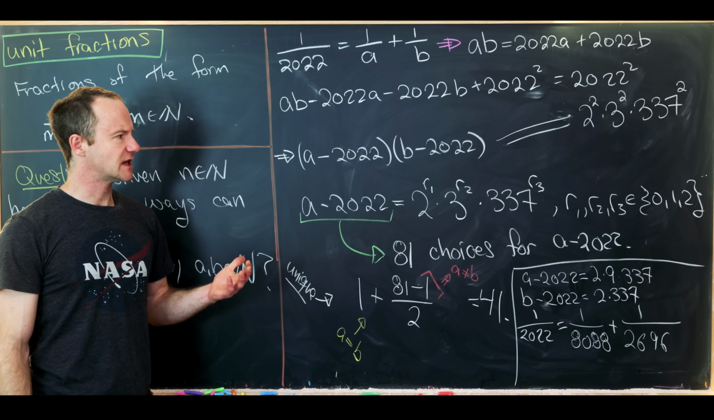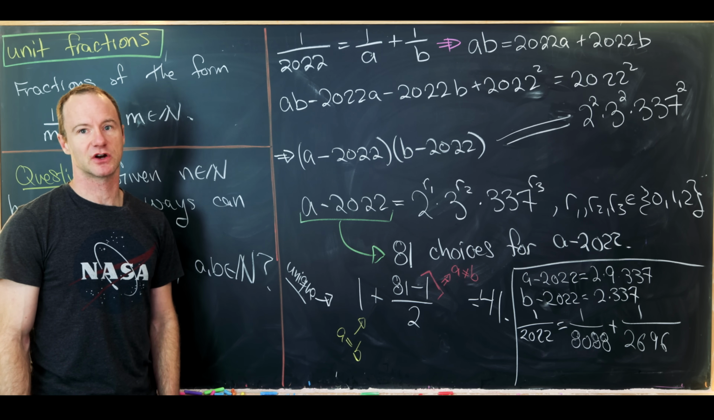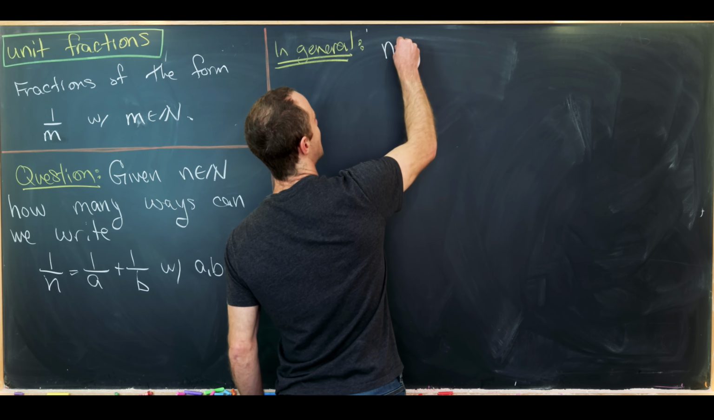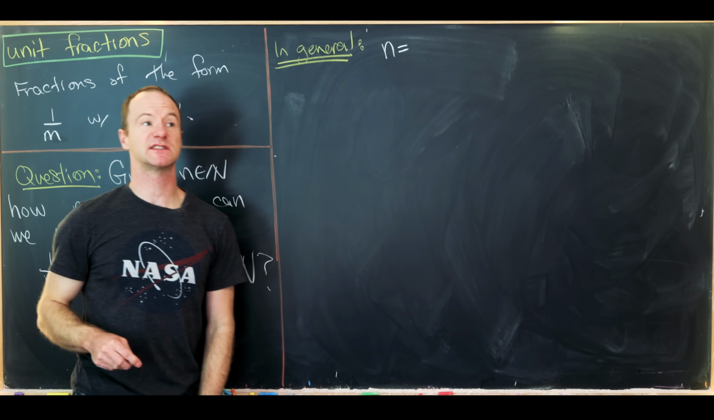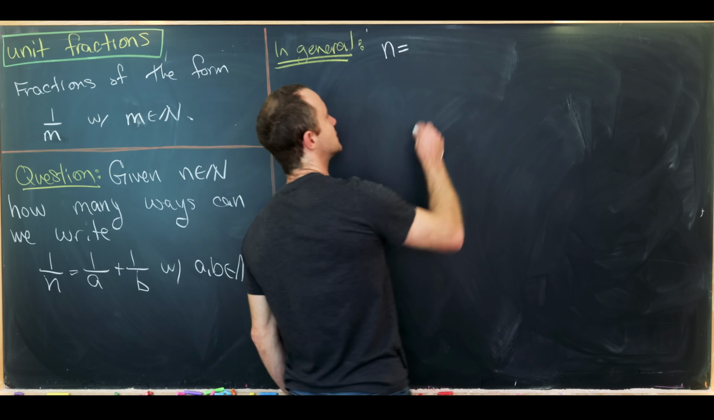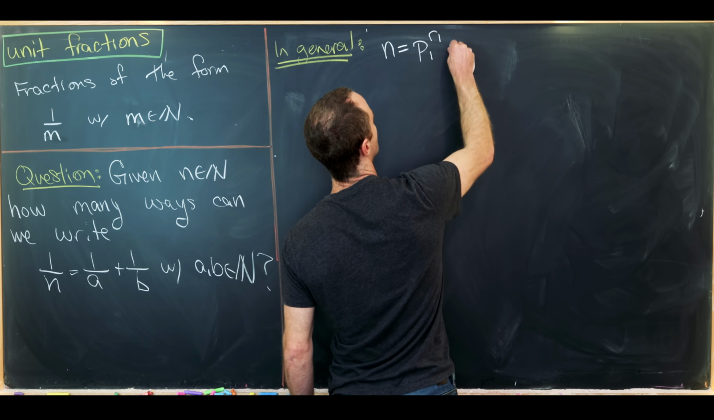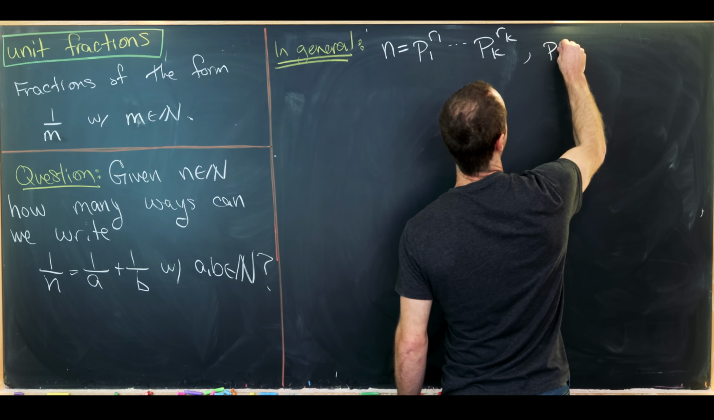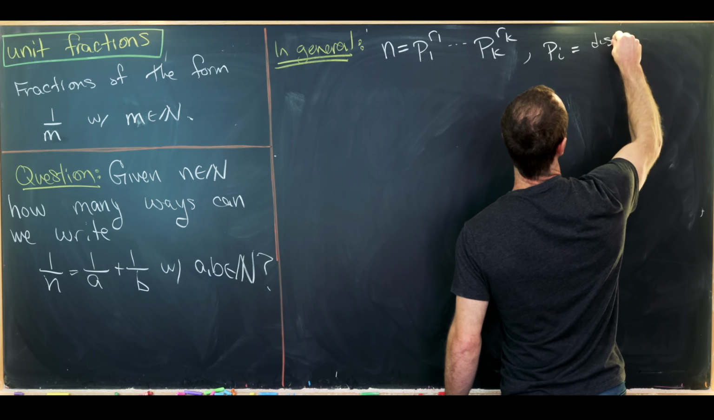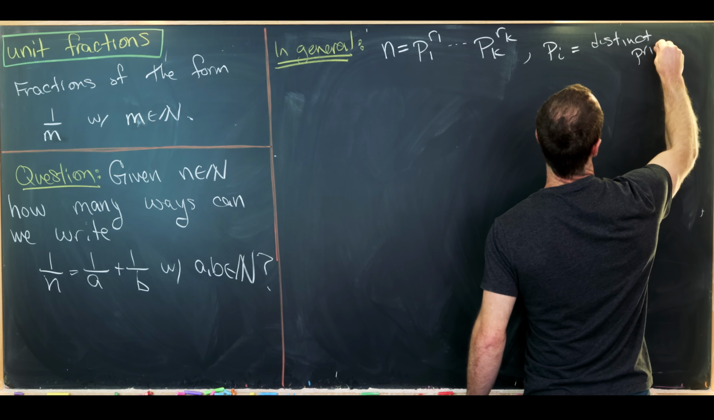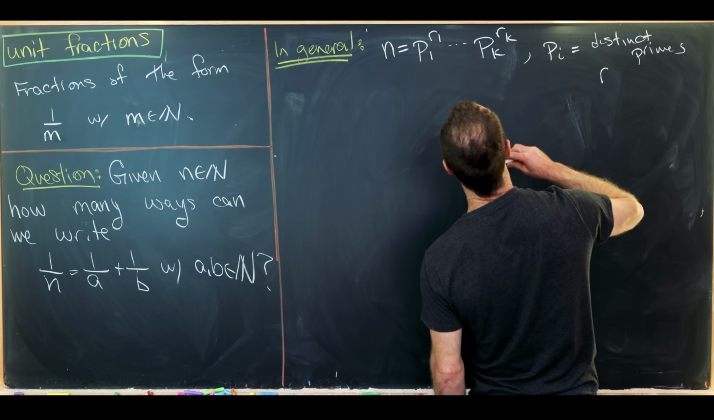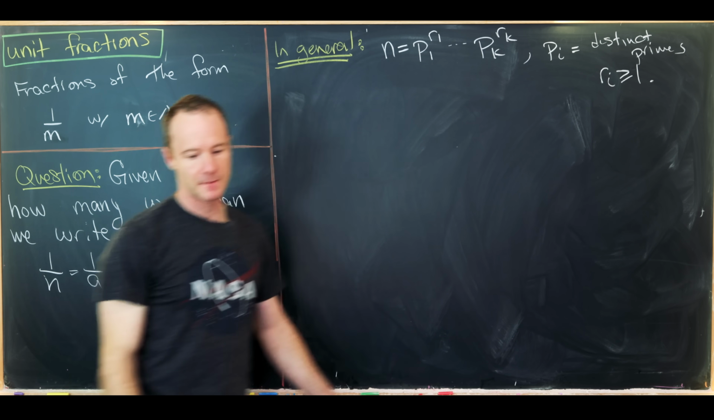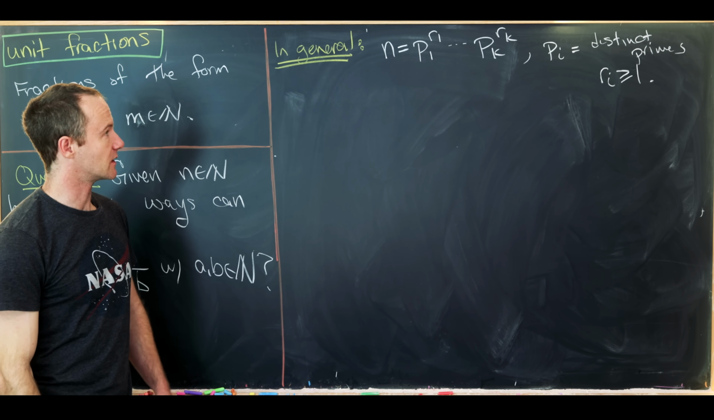Okay, so now let's revisit this question for an arbitrary n. So let's see a little bit of what's going on in general here. So let's take our number n and write it with its prime decomposition. So we'll write it as P1 to the R1 all the way up to PK to the RK. And this is where all of the PI are distinct primes, and then maybe the RI are all bigger than or equal to 1. Okay, so we've got something like that going on.